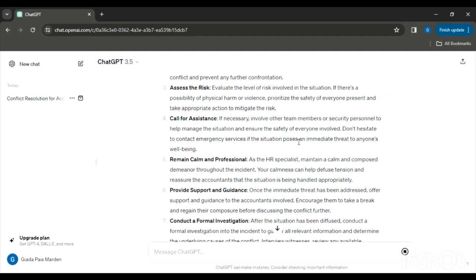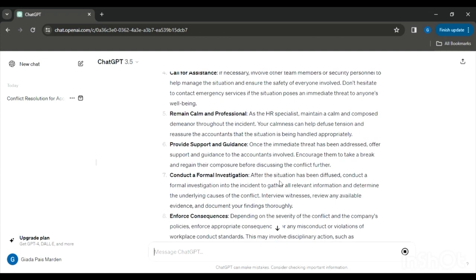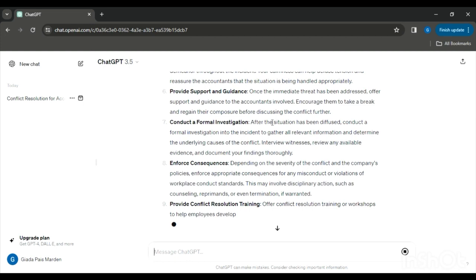I know this might sound obvious, but at the same time, when you're there in the moment, you might panic or it might be something that happens really fast. And so if necessary, involve other team members or security. Then remain calm and professional. Provide support and guidance. Conduct a formal investigation. Enforce consequences. Every action has its consequences.